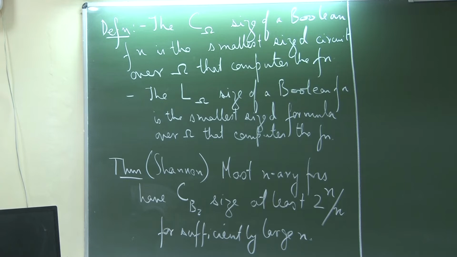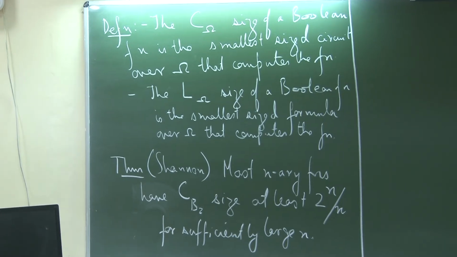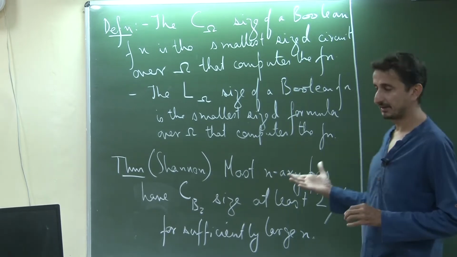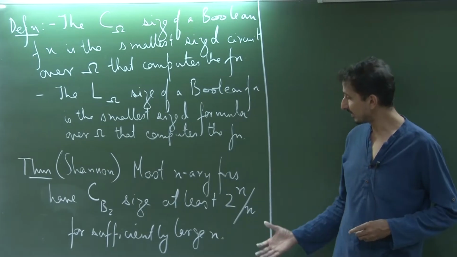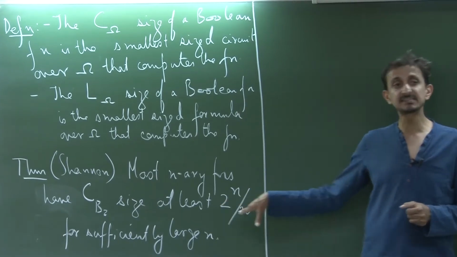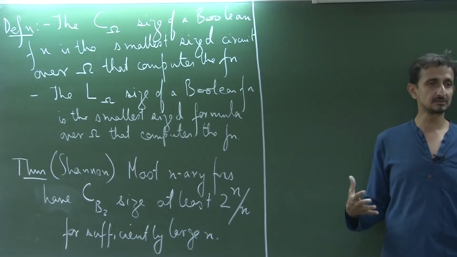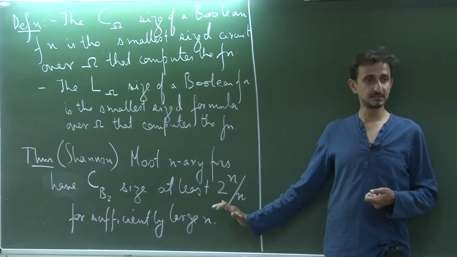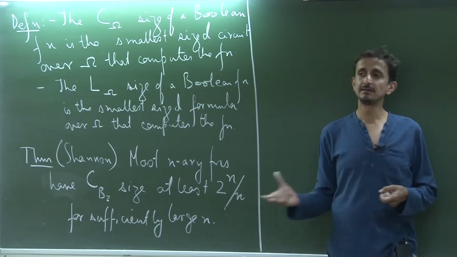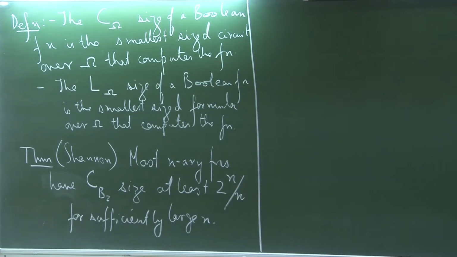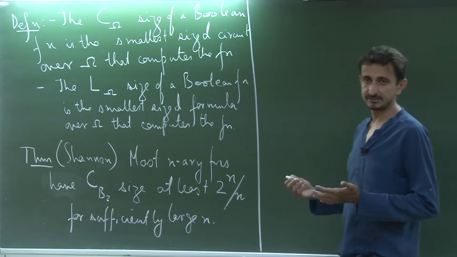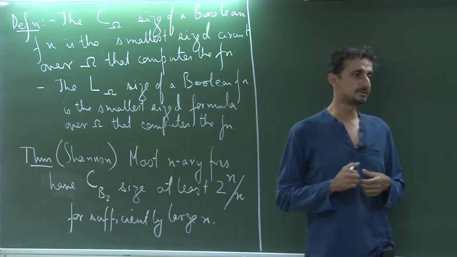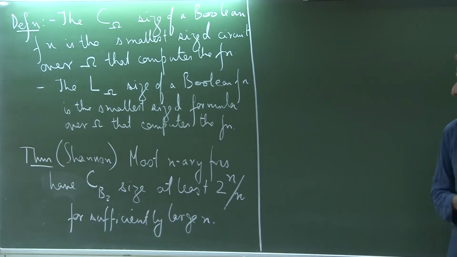What do I mean by this? We will show that a very large fraction of Boolean functions over n variables require circuits of size at least this much. So, for a very large class of Boolean functions, there are no circuits which have size smaller than this quantity. And as you can see, this is an exponential quantity, for sufficiently large n. Maybe for small values of n, things can be small, but as n tends to infinity, this lower bound is achieved.